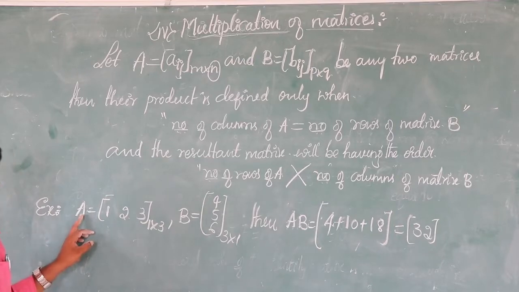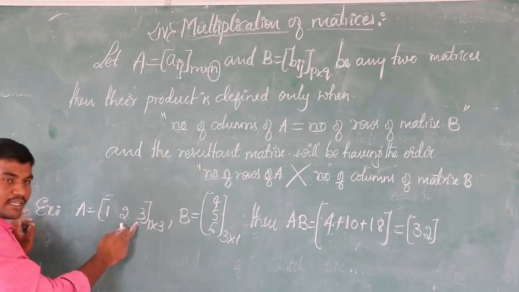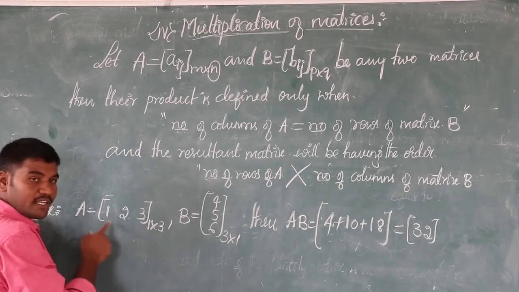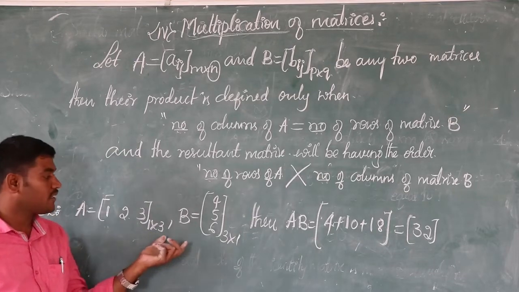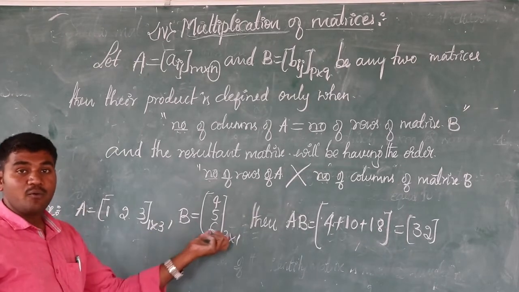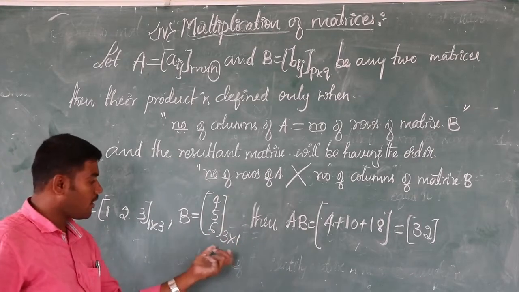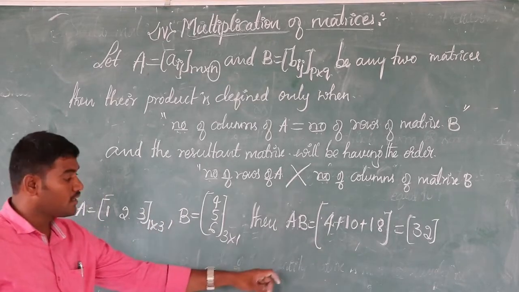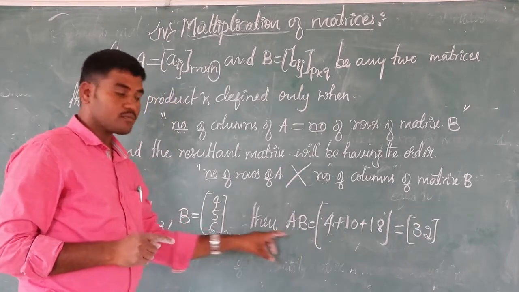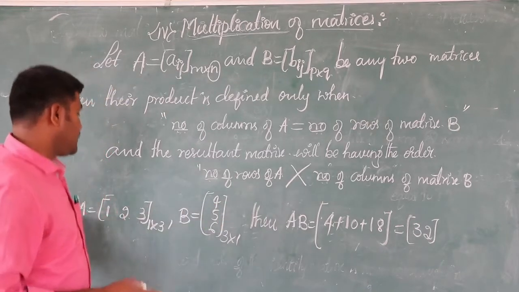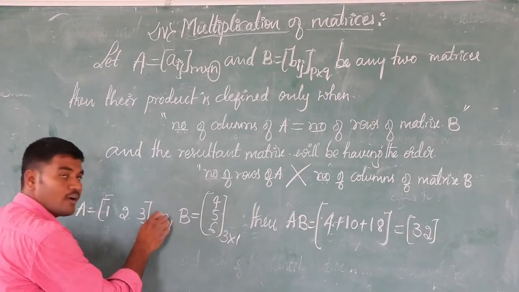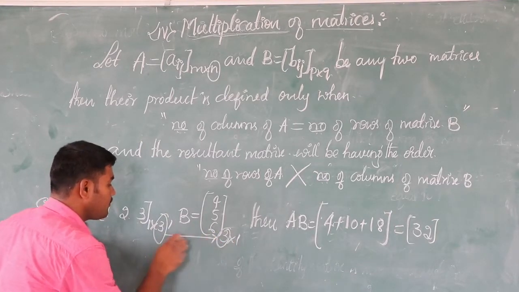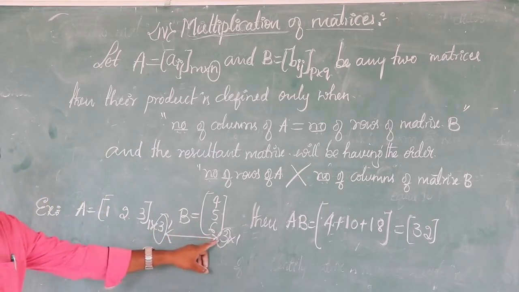Here A is a matrix having first row elements 1, 2, 3. The order of this matrix is 1 by 3 because only one row and 3 columns are there. And another matrix B, here only one column is there and 3 rows are there. The order of the matrix becomes 3 by 1. Then their product, their multiplication is given by AB. See here, the number of columns of matrix A is equal to the number of rows of matrix B. Therefore, the product of the matrices is defined.